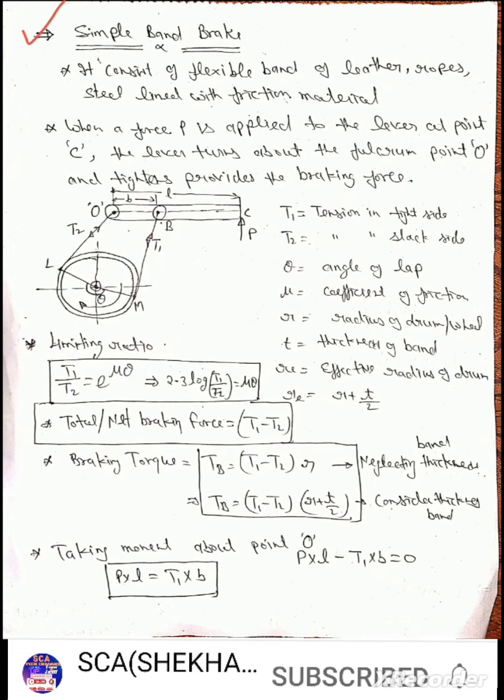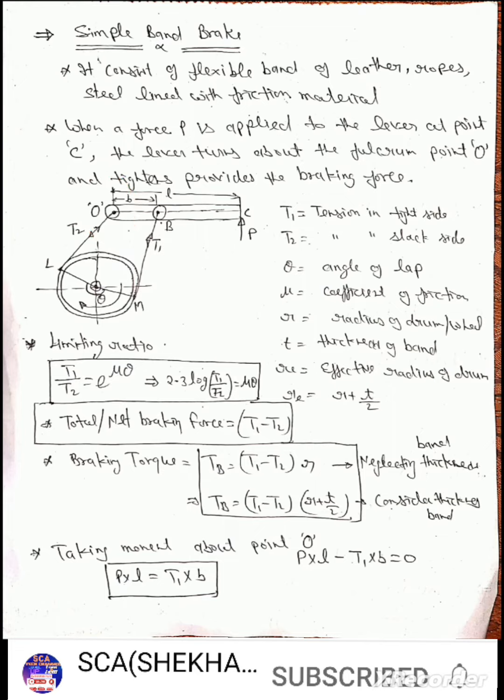It consists of a flexible band, and the ends of the band are pivoted at point O and point B on the lever OBC. When an external load P is applied at point C, the lever OBC turns around point O. This is the fulcrum point.